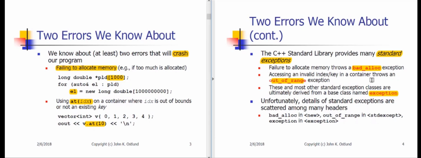It would be awfully handy if all of these standard exceptions were described in the same header, but unfortunately the headers for these different kinds of exceptions tend to be scattered around. Bad alloc is described in the new header. Out of range is described in the stdexcept header, and exception itself is described in the exception header. So let's take a look at how we could use this in actual code.